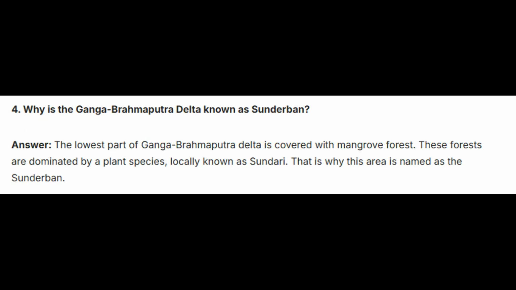Fourth, why is the Ganga-Brahmaputra delta known as Sundarban? Answer, the lowest part of Ganga-Brahmaputra delta is covered with mangrove forests. These forests are dominated by a plant species locally known as Sundari. That is why this area is named as the Sundarban.